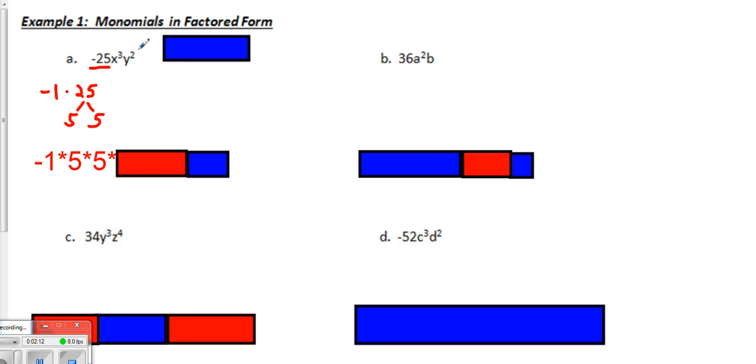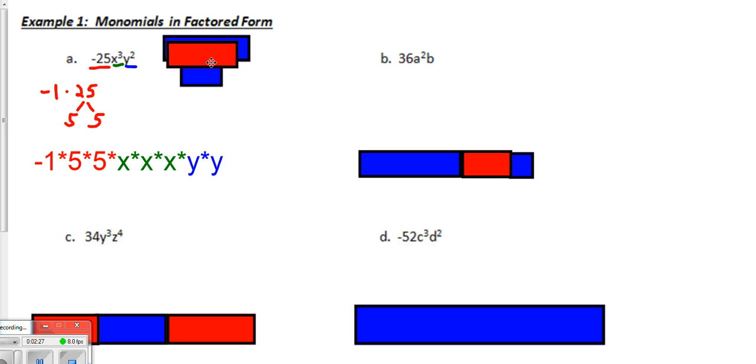The next piece, we'll look at our x term. We have x cubed, which, as we know, is just x times x times x. And of course, our last piece, the y value, we have y squared, which is just y times y. So this piece here, negative 1 times 5 times 5 times x times x times x times y times y is our monomial in a factored form. Let's try it again with example B here, 36a squared b.